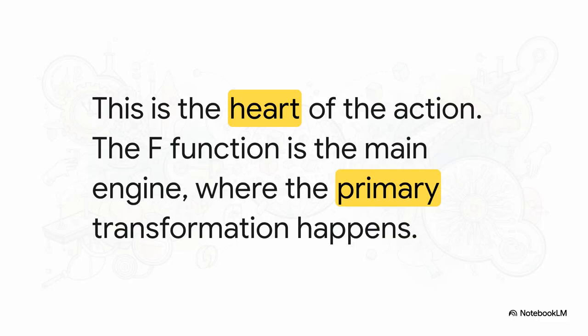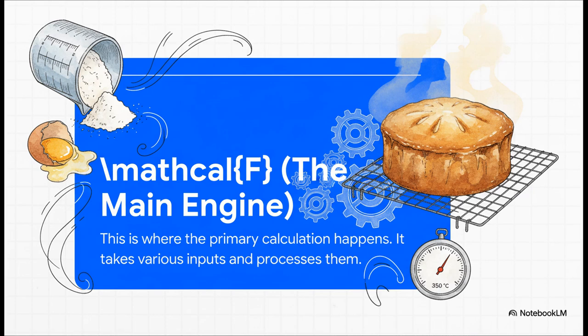Okay, now let's get into the heart of the action. You see this part right here, the one that's highlighted? This is where all the main stuff happens. This is the main engine of the entire equation. So at the very core, you've got this function, f. Let's call it the main engine. Now, if our whole formula was a recipe for baking a cake, f would be the main instructions, right? It'd be the part that says mix the flour, sugar, and eggs, and bake at 350 degrees. It takes all those raw ingredients and starts the process of turning them into our final cake.